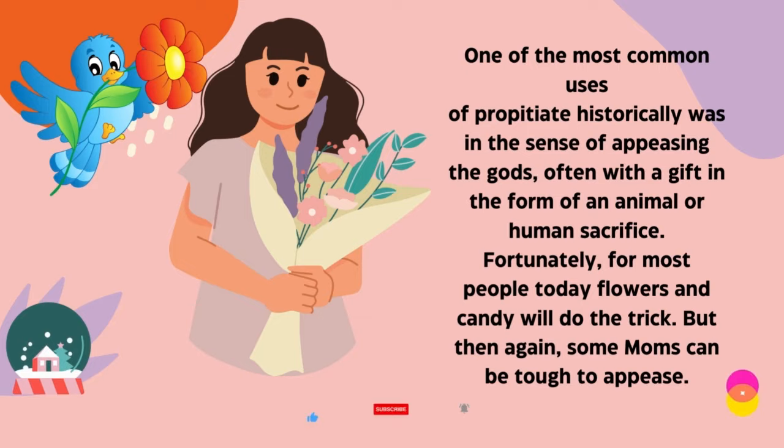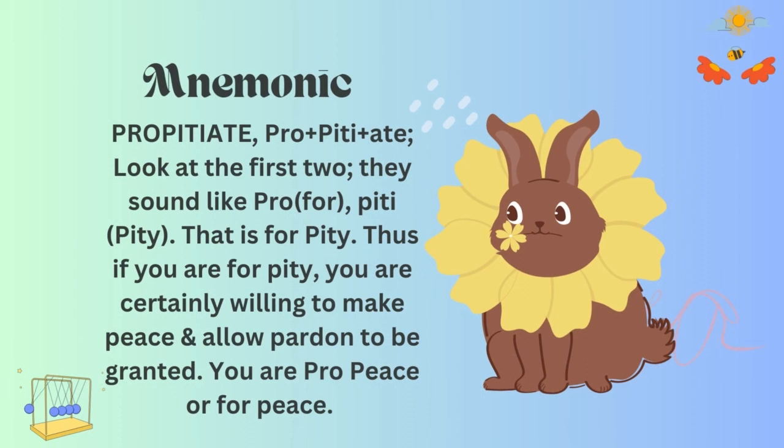Memory aid to help you memorize this. Propitiate: pro plus pity plus ate. Look at the first two. They sound like pro, for, and pity. That is, for pity. Thus, if you are for pity, you are certainly willing to make peace and allow pardon to be granted. You are pro peace, or for peace.